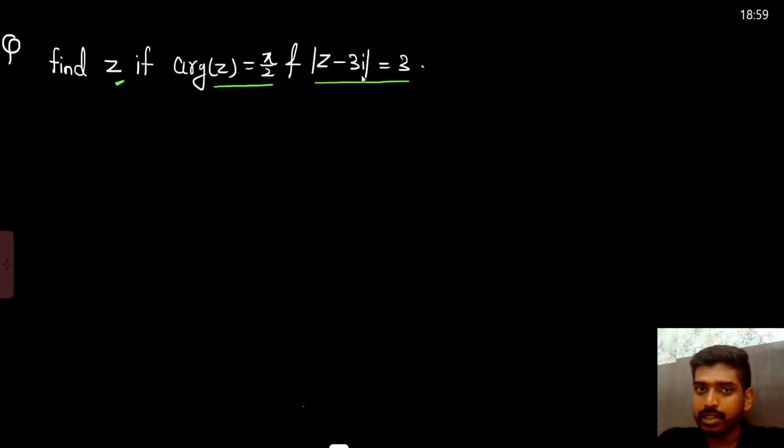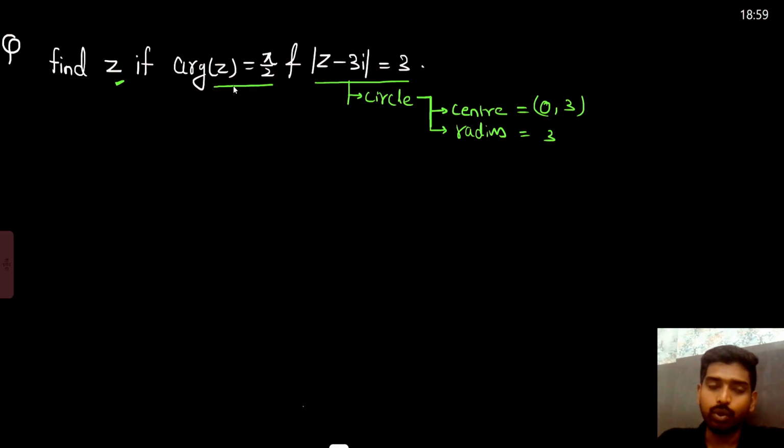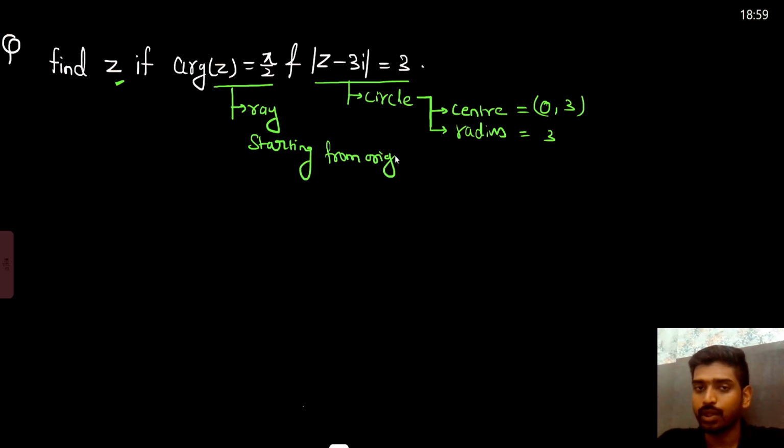So this will represent a circle with center 0 comma 3 and radius 3. And what does the argument condition represent? This represents a ray starting from origin.